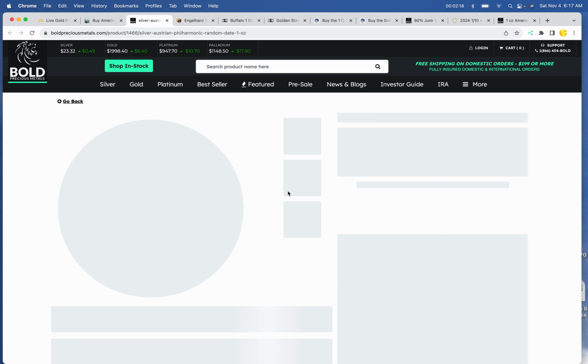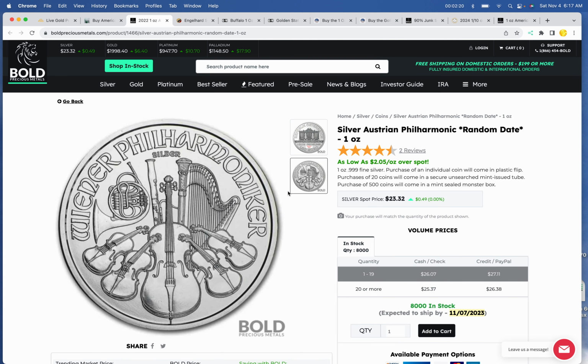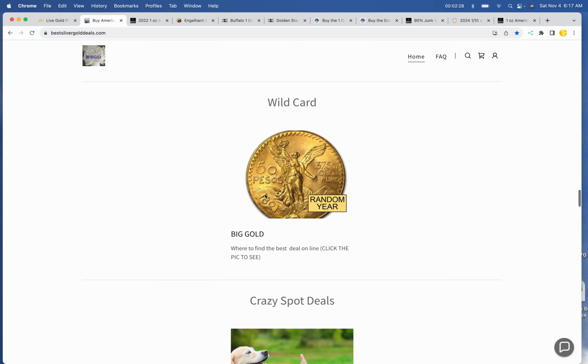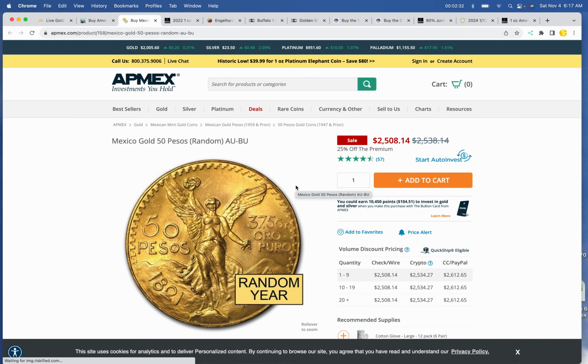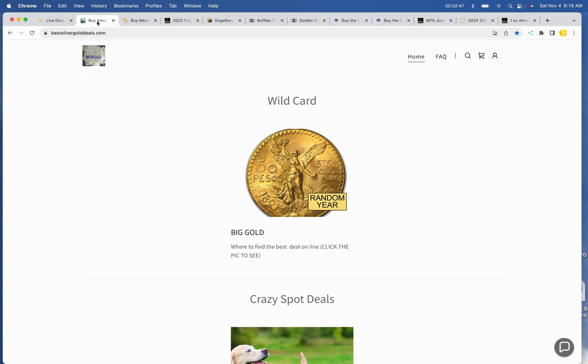And the best sovereign price, if you're interested in Philharmonics, is $26.07 each at Bold Precious Metals. Finally, last one is Big Gold. This is the 50 peso with a good price at $2,508.14 for the 50 peso, which is over an ounce of gold. That is all the deals I have.